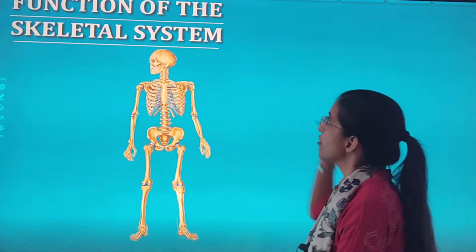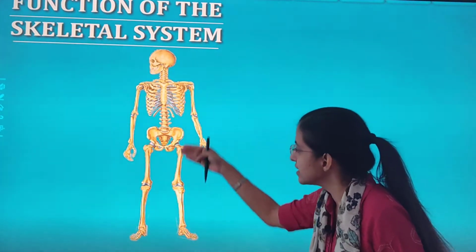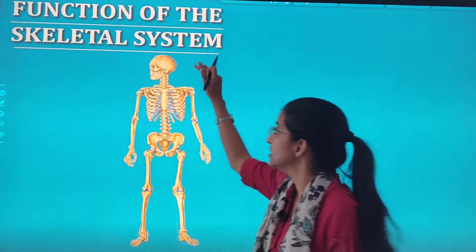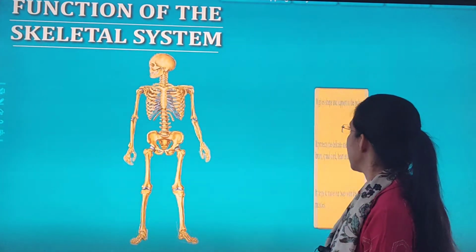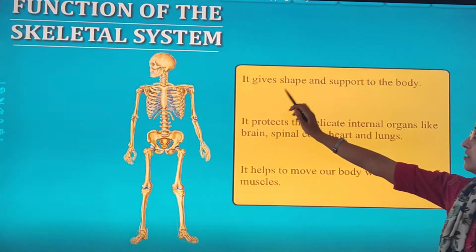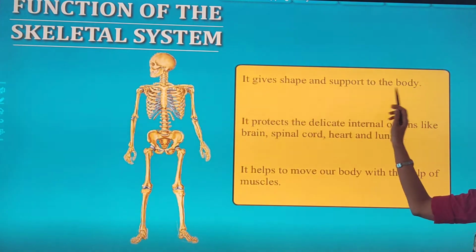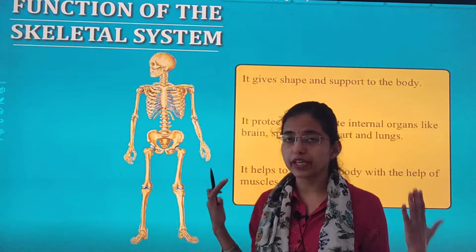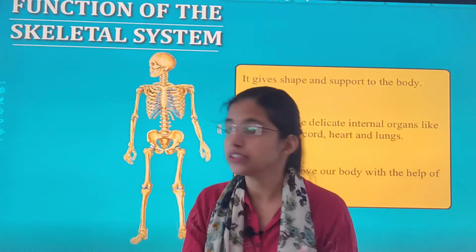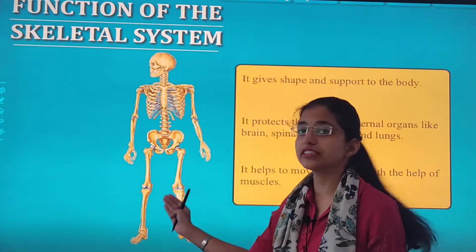So, functions of the skeletal system. See, this is our skeletal system and it gives shape and support to the body. Why are we having a particular shape? Because we are having a skeletal system like this.